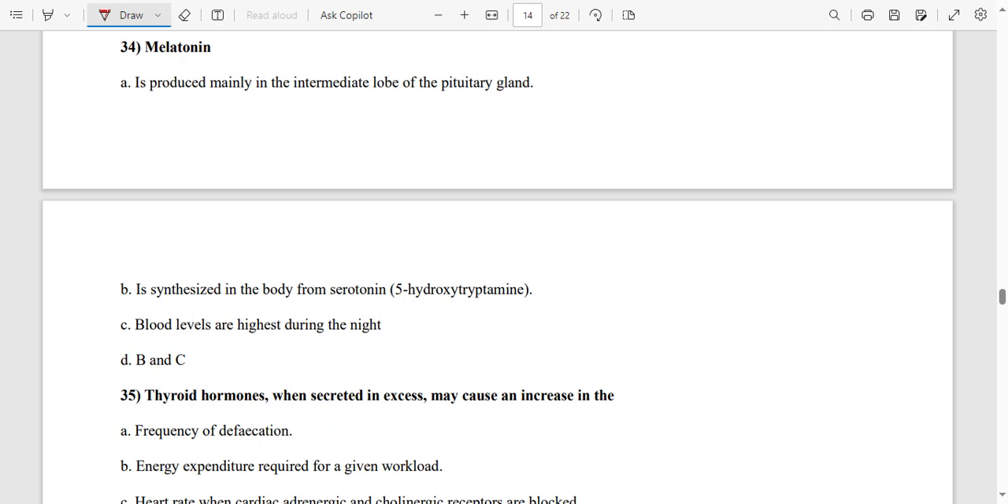Melatonin: A, it is produced mainly in the intermediate lobe of the pituitary gland; B, it is synthesized in the body from serotonin; C, blood levels are higher during the night. B and C. Which one would you pick for this one?